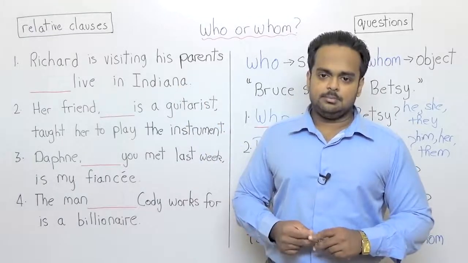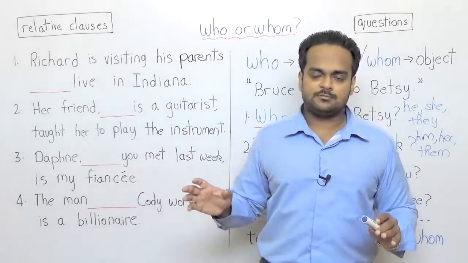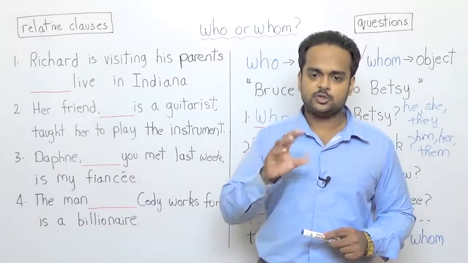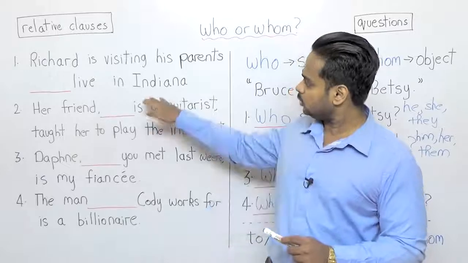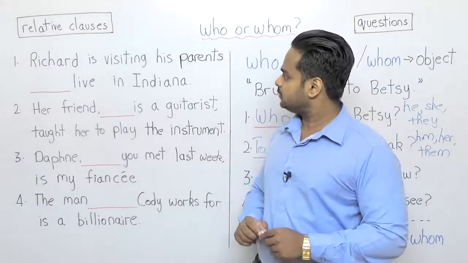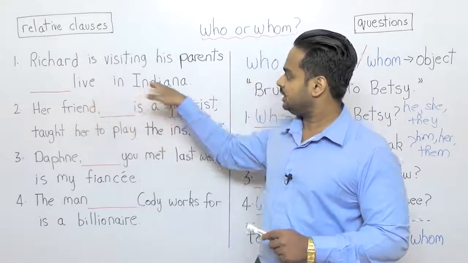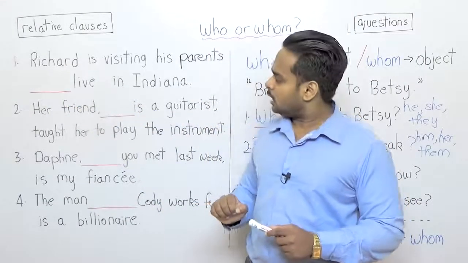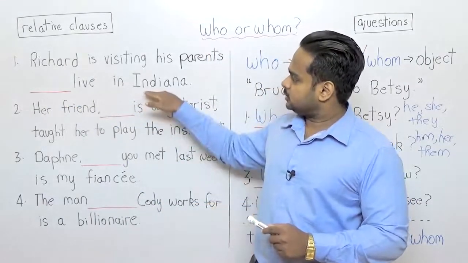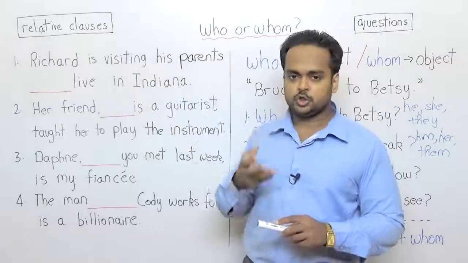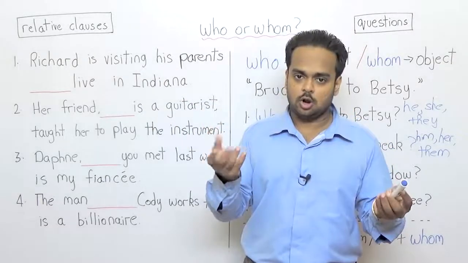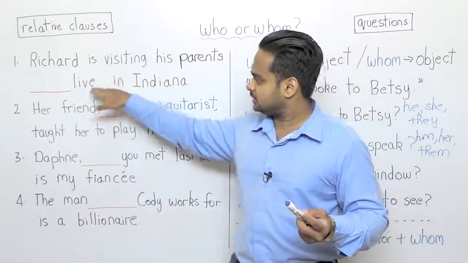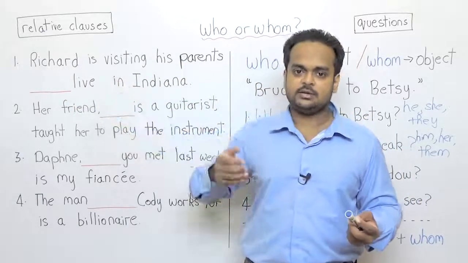All right, so let's now take a quick look at some relative clauses. Relative clauses simply means that 2 or more sentences have been combined together. Okay? And to combine them together, we use who and whom. Take a look at this first sentence. Richard is visiting his parents, ___ live in Indiana. And here we would put who or whom. Well, first of all, let's split this big sentence into the 2 smaller sentences or clauses. The first is Richard is visiting his parents, and the second is his parents live in Indiana.